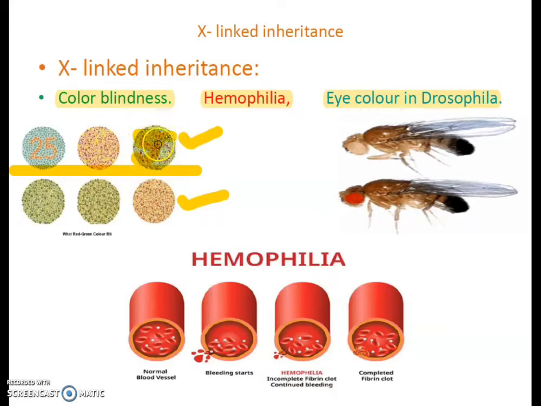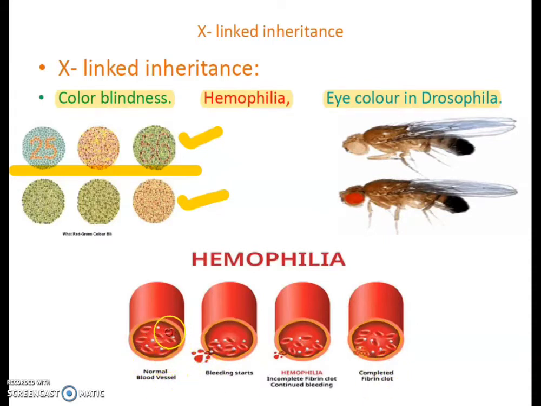The number 56 is here. A normal person can see this number, but a colorblind person cannot see it. Colorblindness is inherited through the X-linked chromosome. Now hemophilia. In this condition, see, there are four conditions.